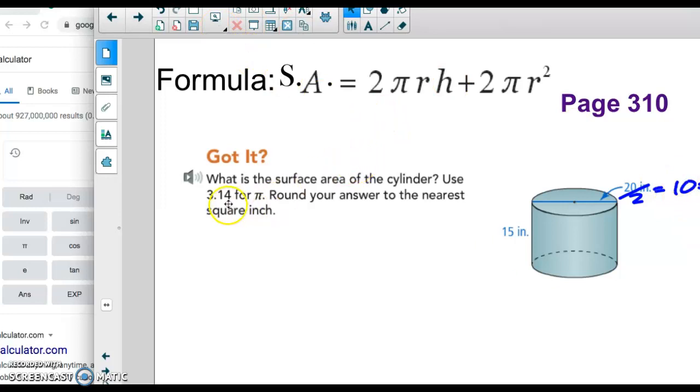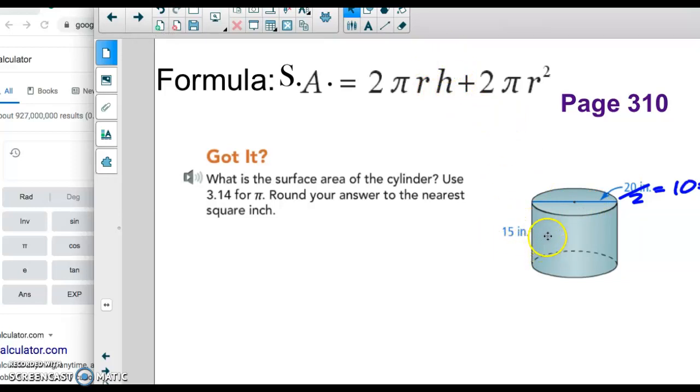Next thing we want to notice is that here it says in the problem to use 3.14 for pi. Remember that 3.14 is a rounded number for pi. Pi goes on and on forever. So 3.14 is just the abbreviated version. So we're going to notice also that the height here is 15 inches.